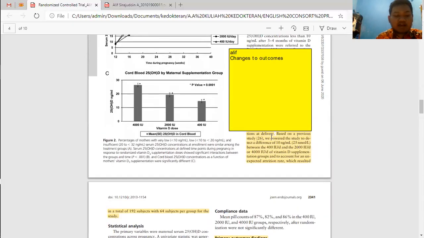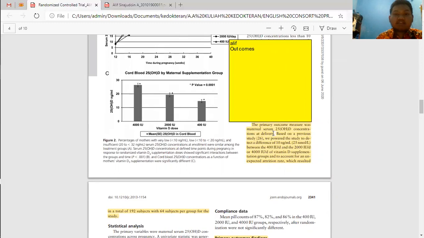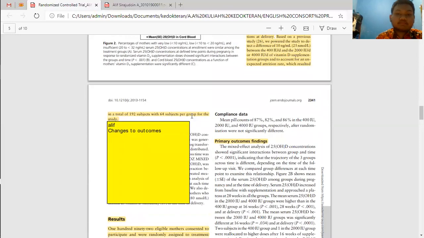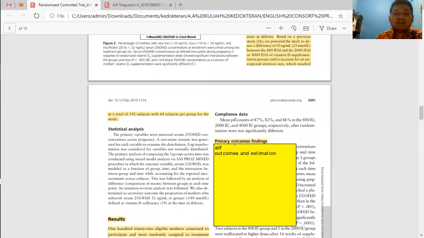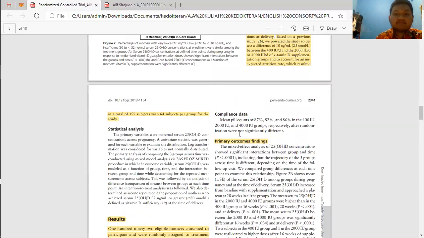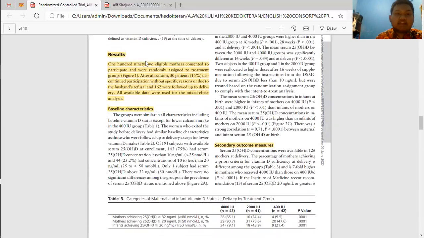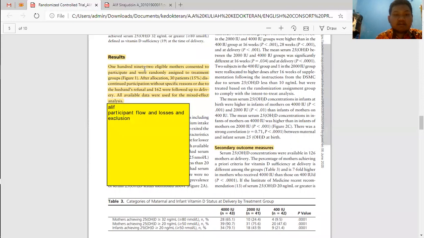Okay, next is the outcomes. Outcome is item 6A. It is about completely defining the specific primary and secondary outcome measures, how and when they were assessed. It's changed to outcome, and it is the primary outcome findings. And then this is the result.